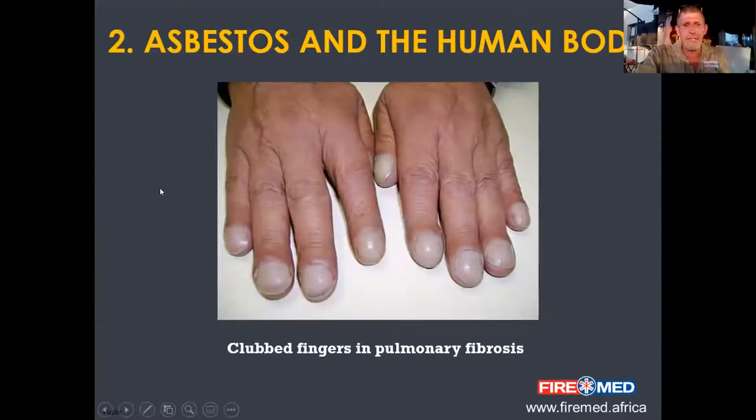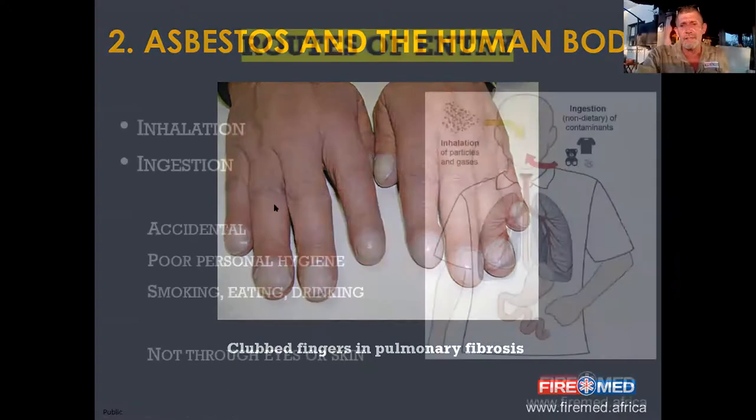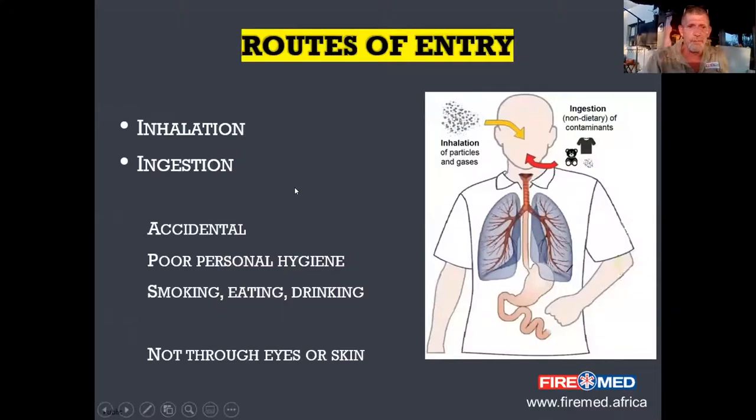And if you have a look at the effects on the human body, and this is typical of somebody that suffers from a fibrosis of the lungs. That fibrosis is going to end up in the fingernails. Clear sign that there's a fibrosis problem.